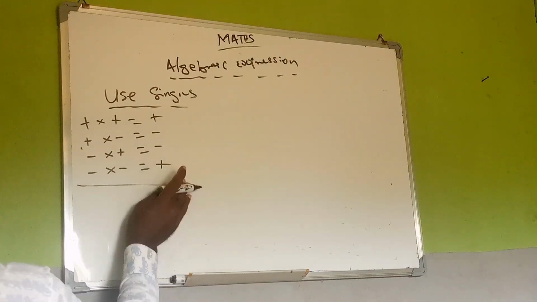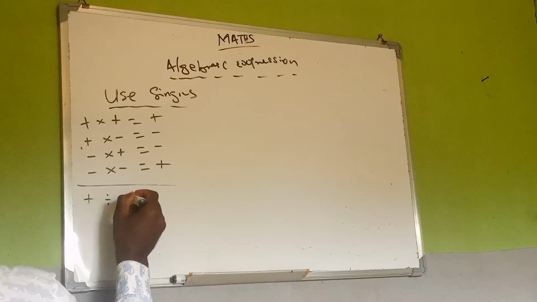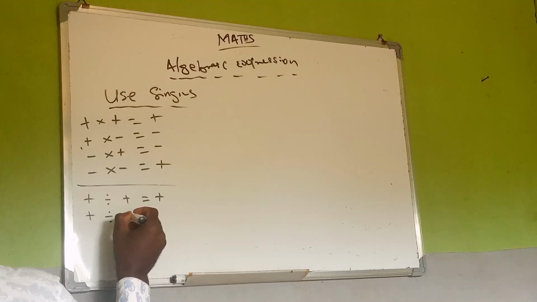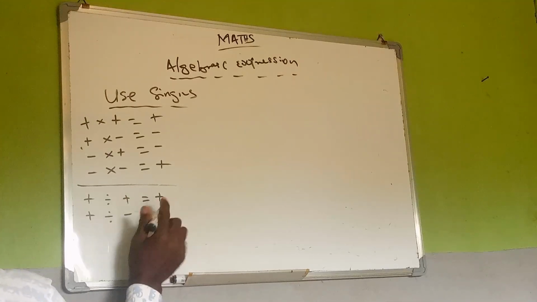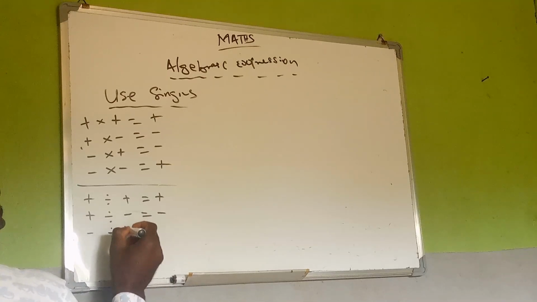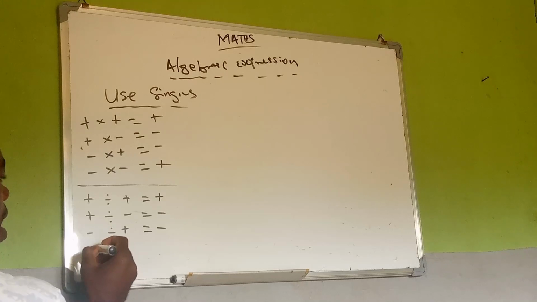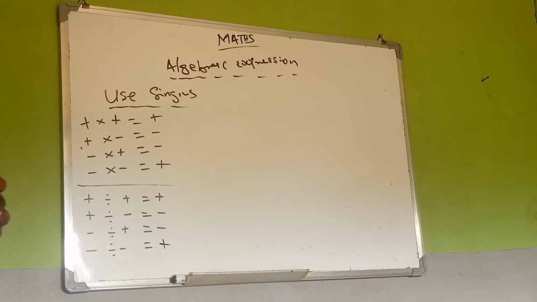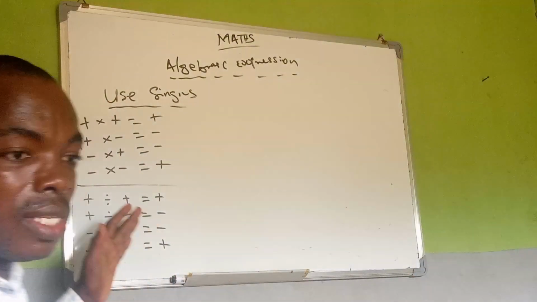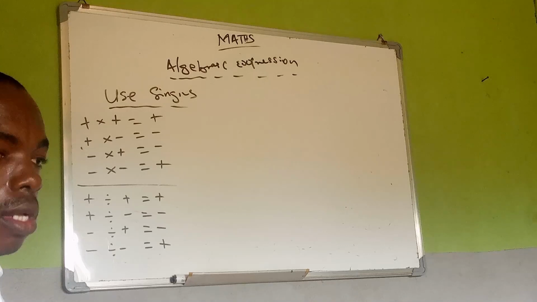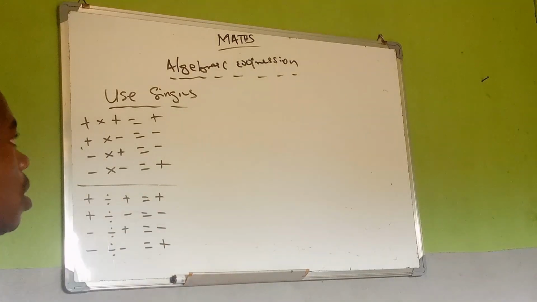If we say plus divided by plus, it is also plus. Plus divided by minus is equal to minus, and minus divided by plus is equal to minus, and minus divided by minus is equal to plus. So they are the same thing. Understand? So this thing you are seeing now is a very big something in mathematics that has caused many people to fail.